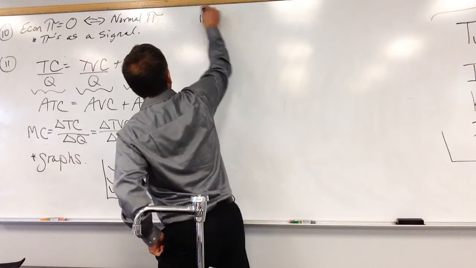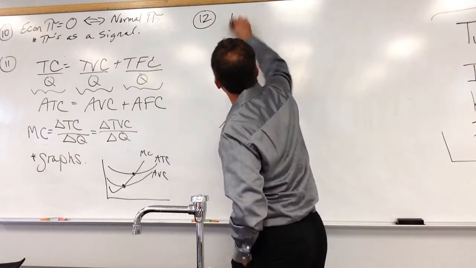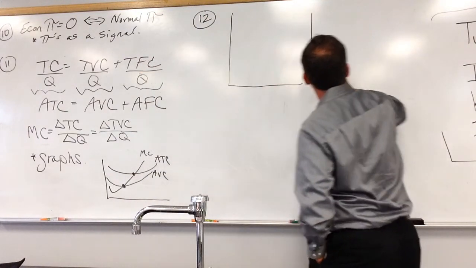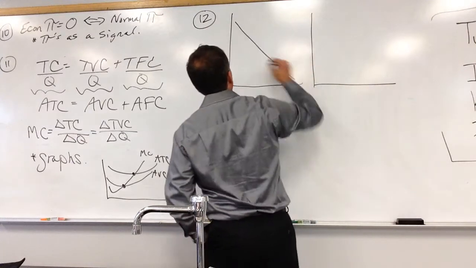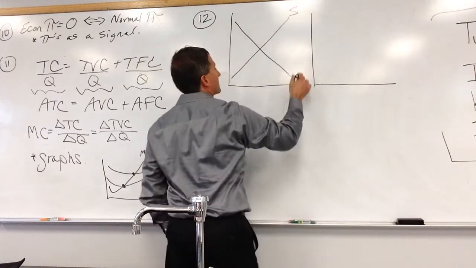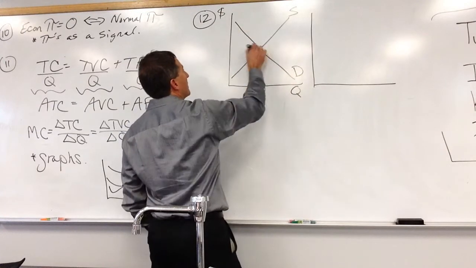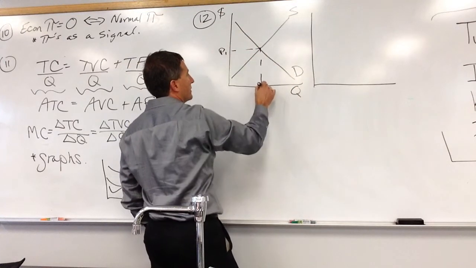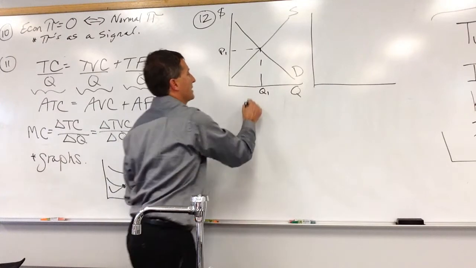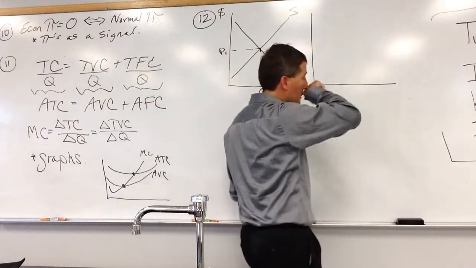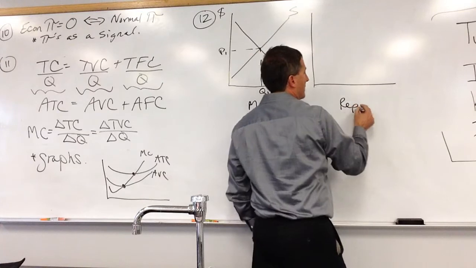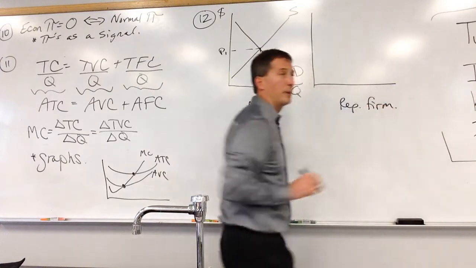Chapter 12 was perfect competition. This is the basic model that you should have memorized. Home base you already hopefully have memorized from all the stuff we've done. We have some starting place in the market. The new information that we learned is how does that translate to the company?